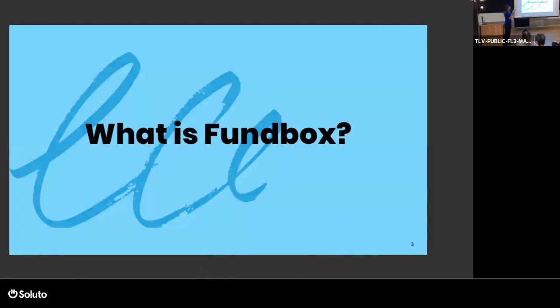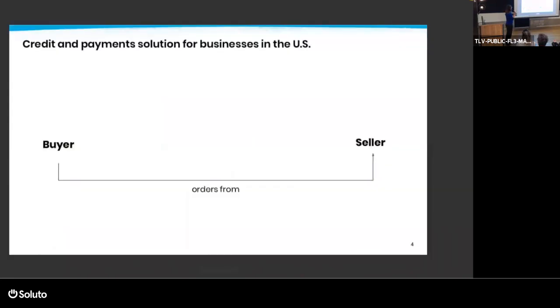So really quickly, what is our product? So we're all on the same page. We're a credit and payment solution for businesses in the US. Right now, our product is only available in the US and only in English. And we have two products. One's credit. I'm going to focus today on payments, which is a payment method, a digital payment method. So think about online shopping, and you want to check out, and you choose whether to use your MasterCard or your Visa or your Fundbox.